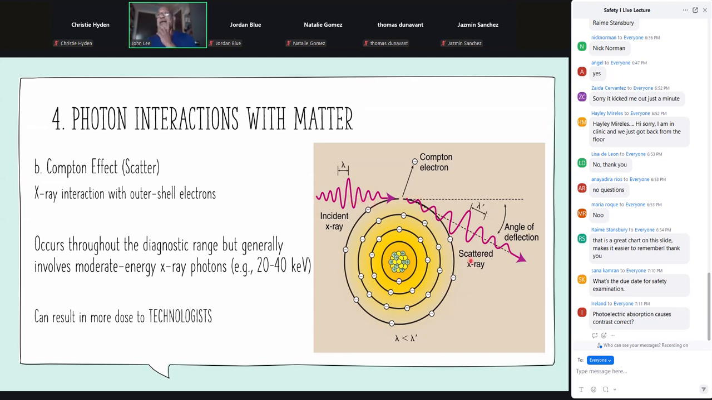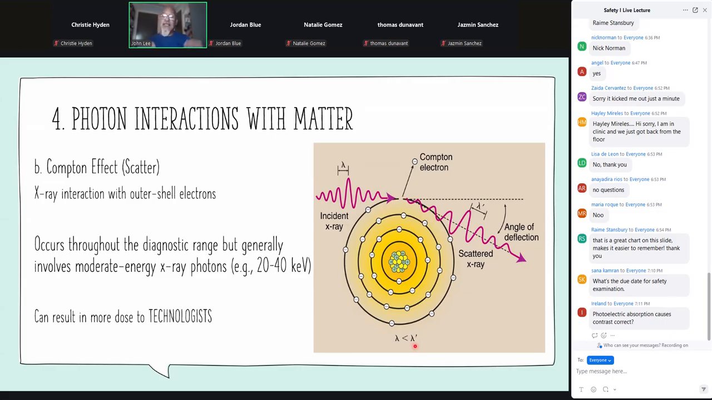Now, in this diagram here, I wish he would have used energy as opposed to wavelength. But he's using gamma here, and that signifies wavelength. Okay, so the wavelength of the incident X-ray is a specific amount, and the scattered X-ray here has a different wavelength. And so down here, he compares the wavelengths, right? So the incident wavelength is less than the scatter wavelength.